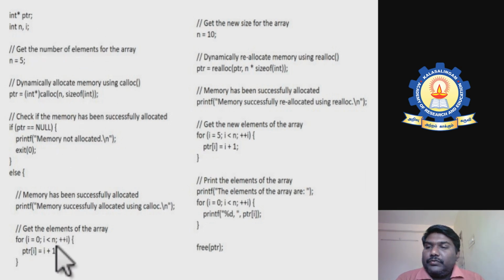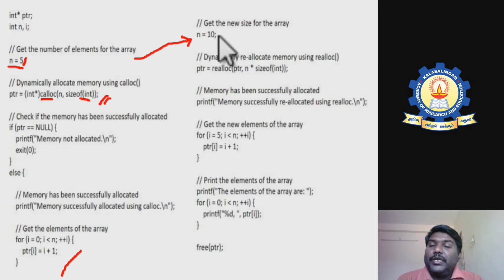See the first part, we have n equal to 5. We are allocating memory with the help of calloc. So 5 locations of integer size, 5 into 4, that is 20 bytes, will be allocated in the first case. Now we are assigning the values for these 20 bytes. Later, I think that 5 is not enough, and I need to increase this 5 to 10. Assume I need to increase the size to 10.